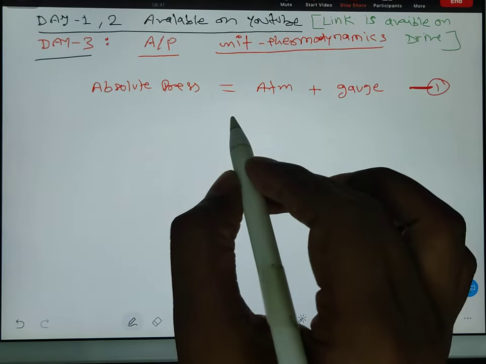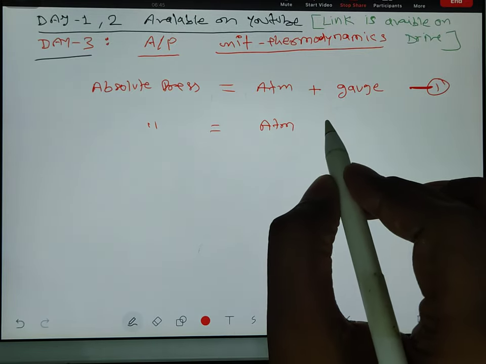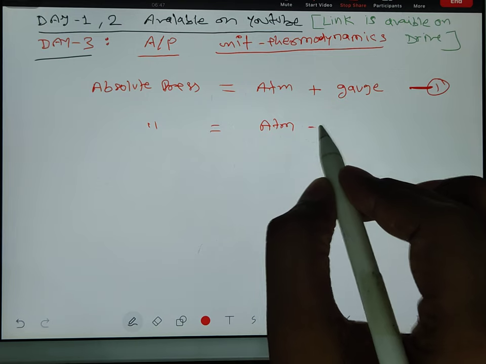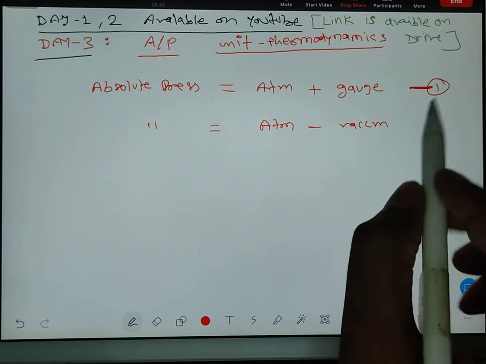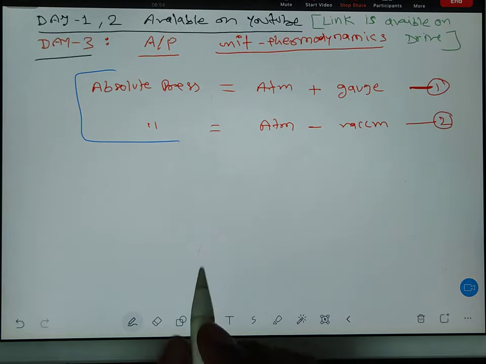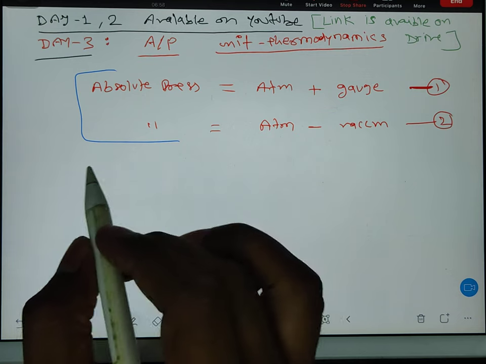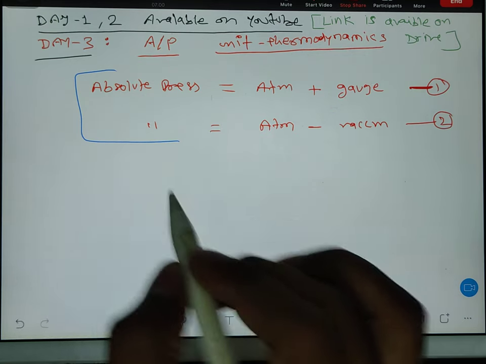And another formula for the same absolute pressure is, from your atmospheric pressure, how much pressure is less, that is your vacuum pressure. So this is your second formula. So two basic formulas we use to calculate absolute pressure. And there is a very important concept.